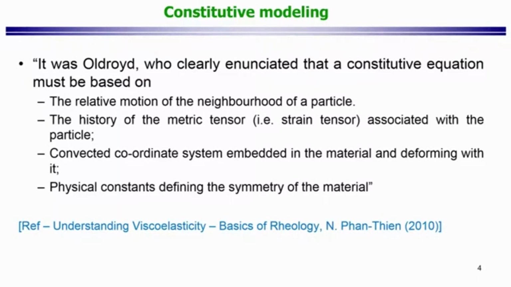And again, I am taking this set of sentences from the book by Fanthien, and he says that it was Oldroyd who clearly enunciated that a constitutive equation must be based on, the first point, the relative motion of the neighborhood of a particle, the history of the metric tensor, the strain tensor here associated with the particle, a convected coordinate system embedded in the material and deforming with it, and physical constants defining the symmetry of the material. There are models named Oldroyd A and B fluid in honor of the work that he has done in this area.